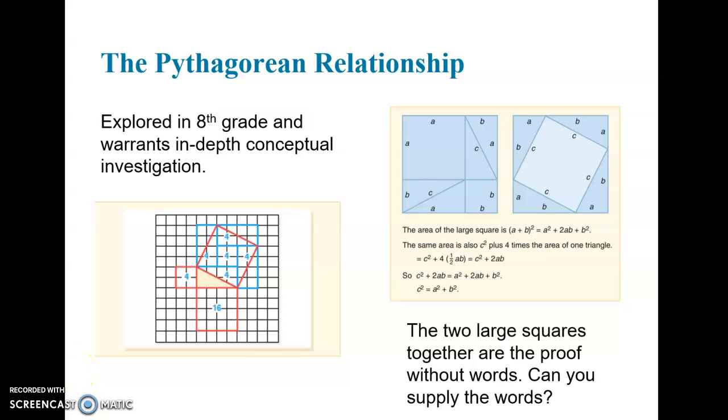The Pythagorean theorem in geometric terms is a relationship that states that if a square is constructed on each side of a right triangle, the areas of the two smaller squares together will equal the area of the square on the longest side, the hypotenuse.